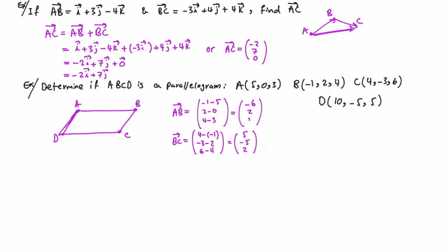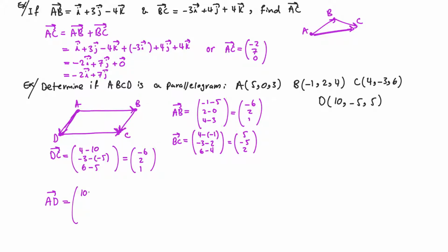So we get 4 minus negative 1, which gives us 5, negative 3 minus 2, which gives us negative 5, and 6 minus 4, which gives us 2. Now, we looked at AB. Now, if vector DC is the same, that means that vector AB and vector DC are equal. And for a parallelogram, of course, these two have to be equal. So x component 4 minus 10 gives us negative 6, negative 3 minus negative 5 gives us 2, and 6 minus 5 gives us 1. So vector AB does equal vector DC.